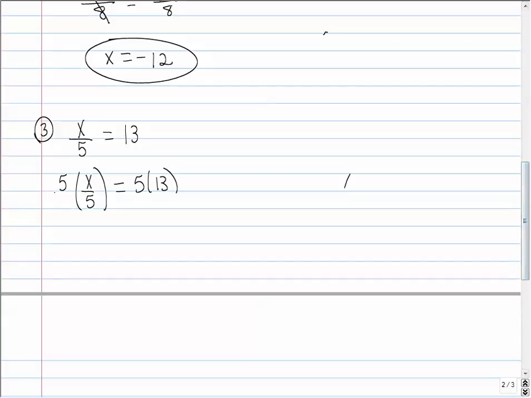See, now this 5 over here is the same thing as 5 over 1. So you can see that those two 5s would cancel out right there. So all you have left is x on the left, and then 5 times 13 is 65. Okay, and you would check it the same way as you did the other ones. So put 65 over 5 equals 13, and then divide it, and you would get 13 equals 13. So it checks.